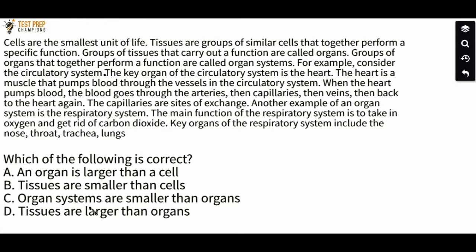Another example of an organ system is the respiratory system. The main function of the respiratory system is to take in oxygen and get rid of carbon dioxide. Key organs of the respiratory system include the nose, throat, trachea, and lungs.